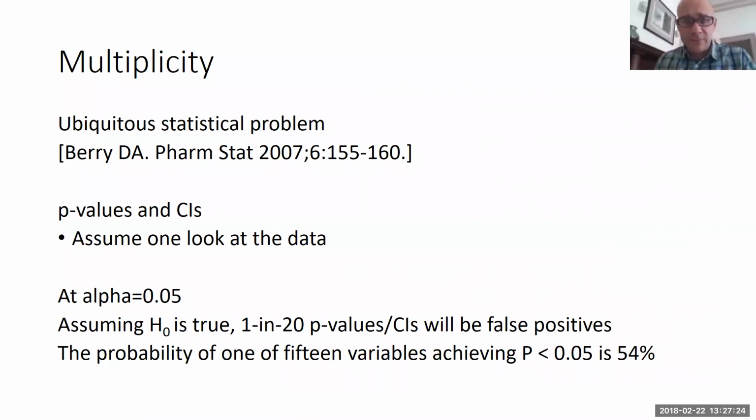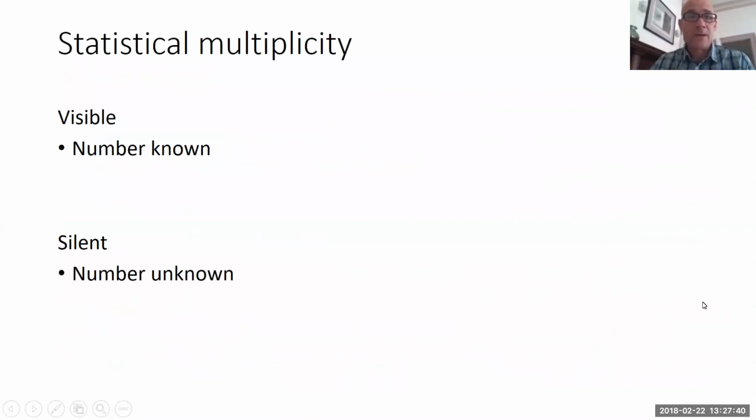Another way of looking at it would be to consider a logistic regression where you've got 15 explanatory variables. Again, assuming the various null hypotheses are true, there's actually a 50-50 chance that at least one of them will be statistically significant. So statistical multiplicity is divided up into visible and silent. Visible, number known; silent, number unknown. I know visible and silent aren't the opposite of each other, but that's the jargon that's used.